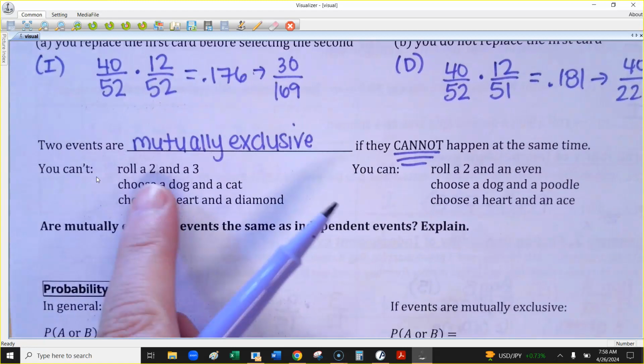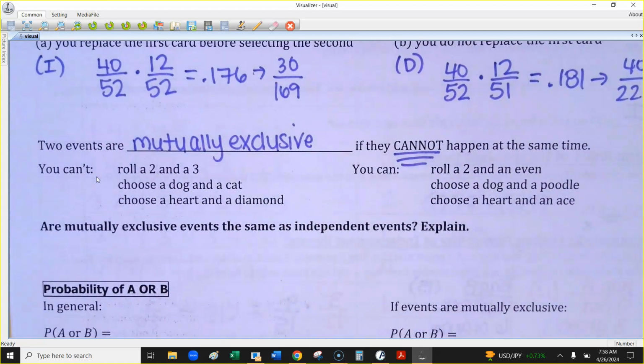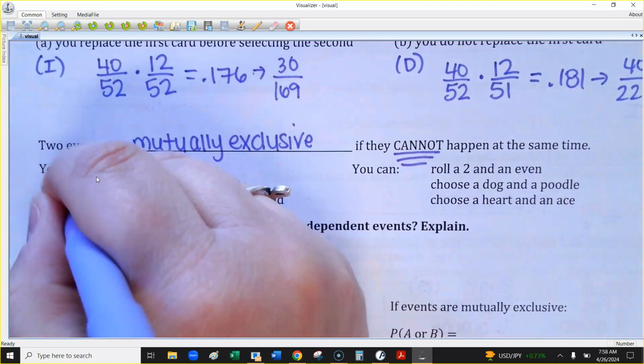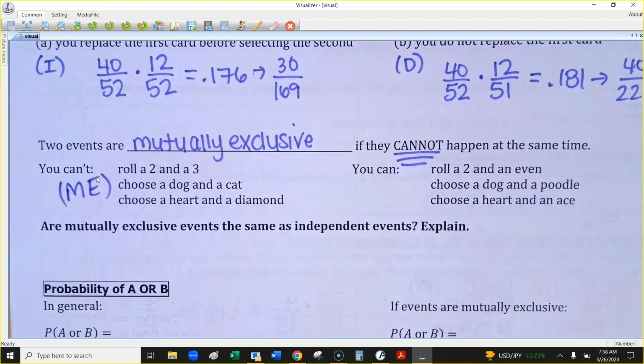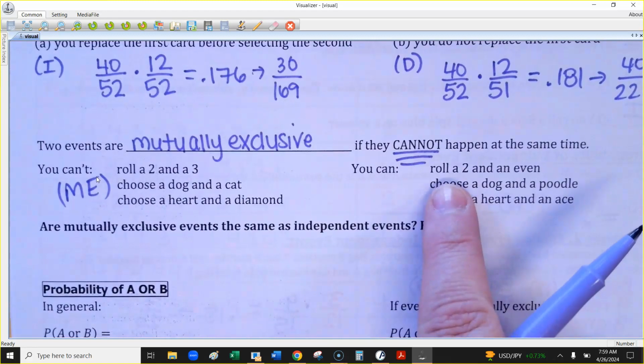So this says if I roll dice, I cannot roll a 2 and a 3 at the same time. It's one or the other. So these are little examples, actually, these are mutually exclusive on this side. Now, let's say you go to the pet store. You want to pick one animal and can't pick a dog and a cat at the same time, just one or the other. If I drew a card, you can't choose a heart and a diamond at the same time. They're different suits. So all these events would be mutually exclusive. Now, just to give you a comparison, these are not mutually exclusive.